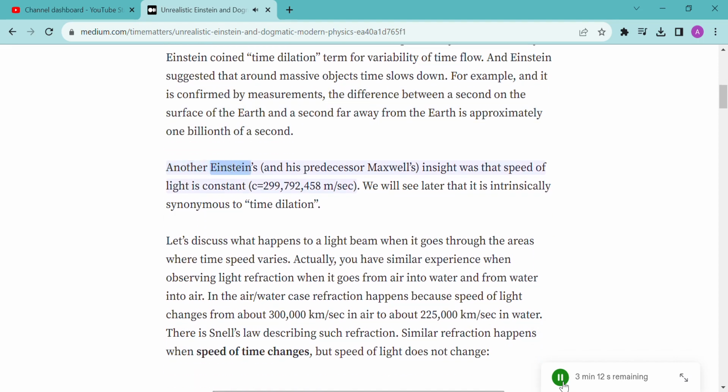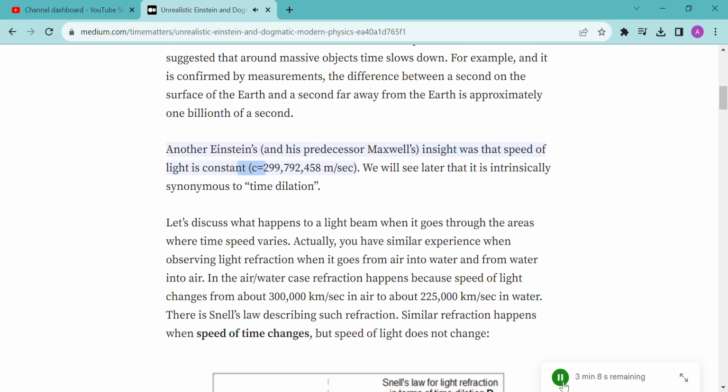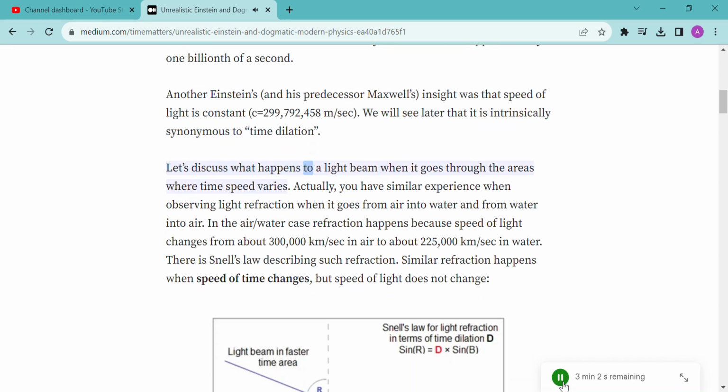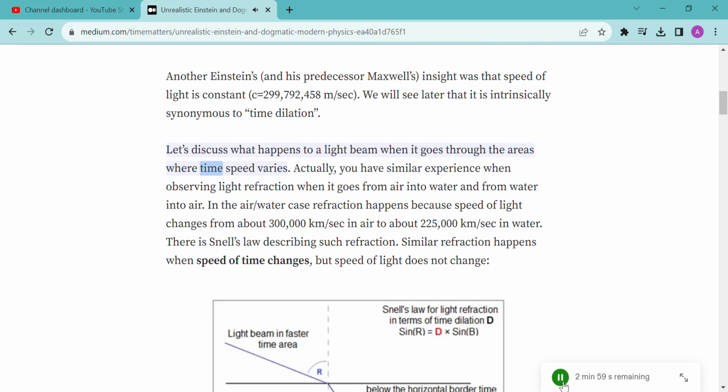Another of Einstein's, and his predecessor Maxwell's, insights was that the speed of light is constant, c equals 299,792,458 meters per second. We will see later that it is intrinsically synonymous to time dilation. Let's discuss what happens to a light beam when it goes through the areas where time speed varies.